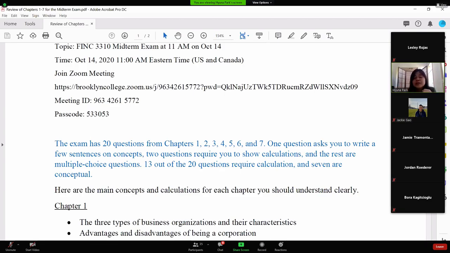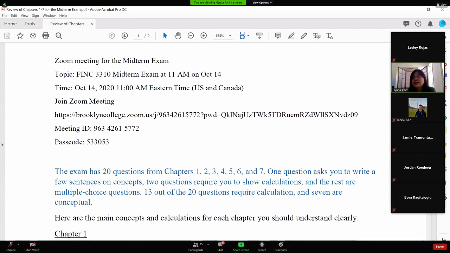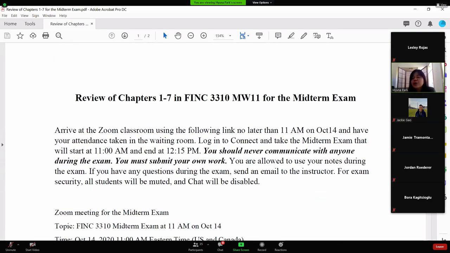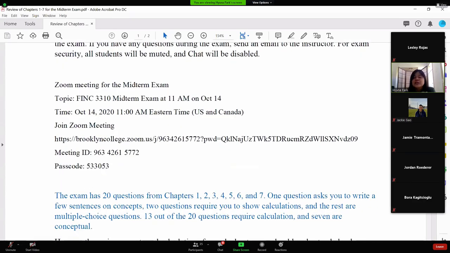And there are two questions where I ask you to show calculations. You need to show the necessary steps to get to the answer. If you skip important steps and numbers, you will not get full credit. So you should show the necessary steps. There are two of those questions. All else, like 17 questions, are multiple choice. I know we only have 75 minutes, so I cannot make the exam too long.